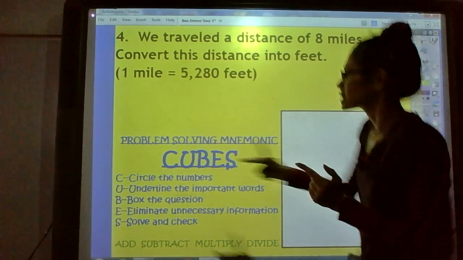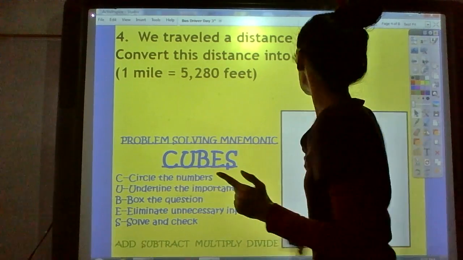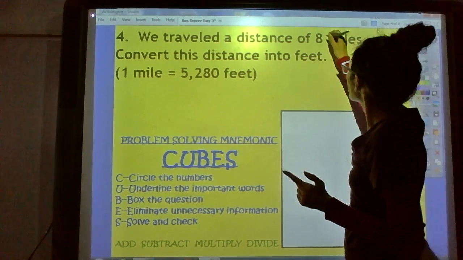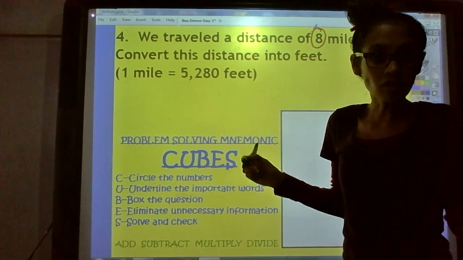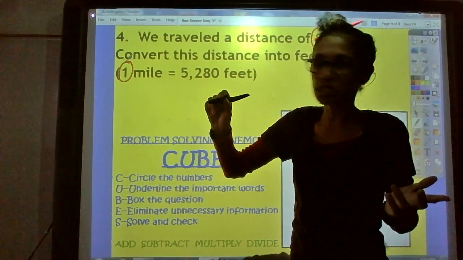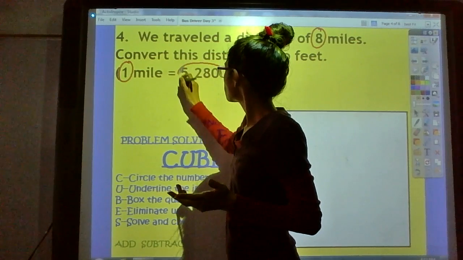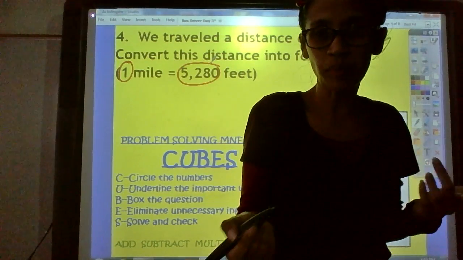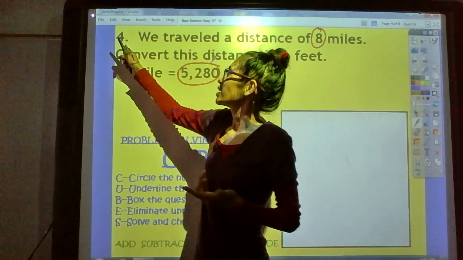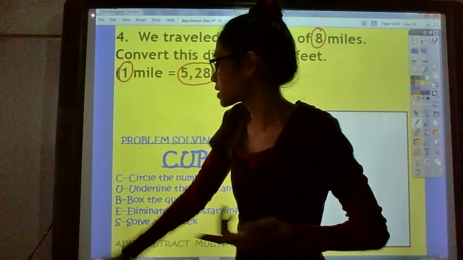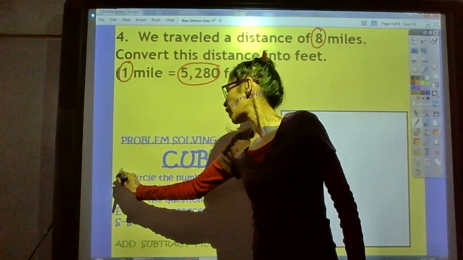First step is C, circle the numbers. Help me find the numbers in the problem. What do you see? 8. What else do you see? The number 1. And what else do you see? The number 5,280. Any other numbers? Okay, that's the number of the problem. We don't need to circle that. We are done with that step.